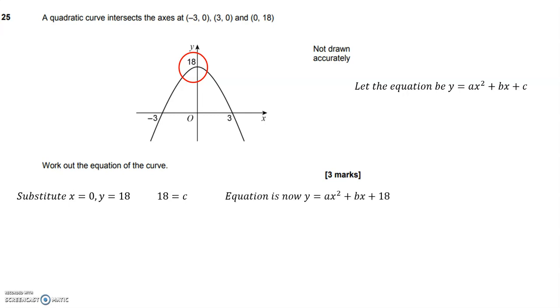Now I'll take the next point. We now know that the equation is y equals ax squared plus bx plus 18. We've got to find out what a and b are. Don't forget we're expecting a to be negative. So what I'll do now is I'll take this point, (3, 0). So I'll substitute x is 3 and y is 0 into the equation.